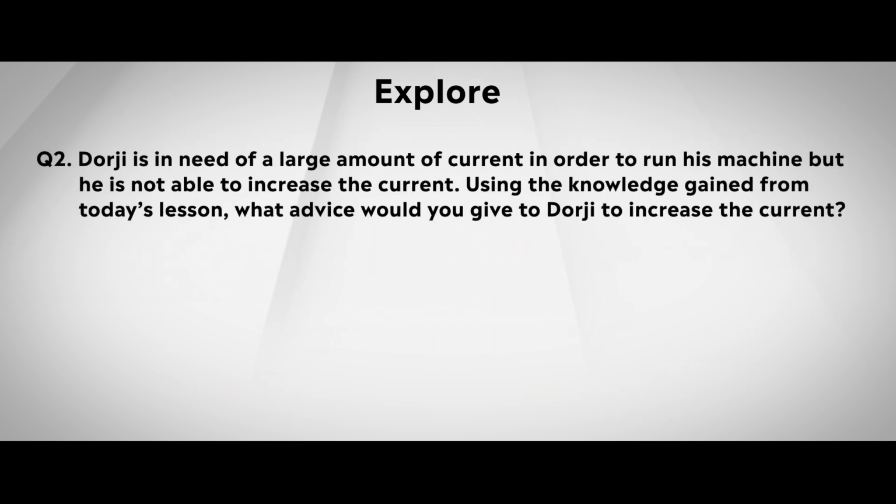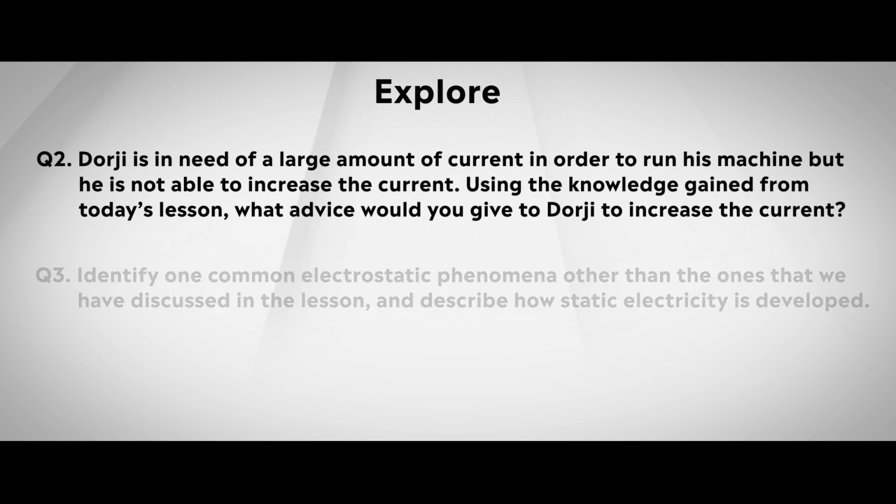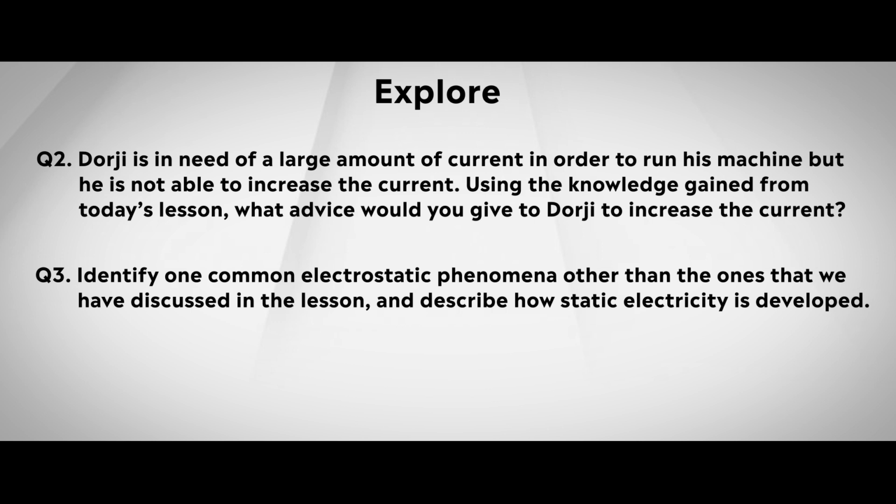Question number 2. Doji is in need of a large amount of current in order to run his machine, but he is not able to increase the current. So using the knowledge gained from today's lesson, what advice would you give to Doji to increase the current? So this is where you can use the concept that you have learned in today's lesson and give advice to Doji. Final question in the Explore section, question number 3. Identify one common electrostatic phenomenon other than the ones that we have discussed in the lesson and describe how static electricity is developed.